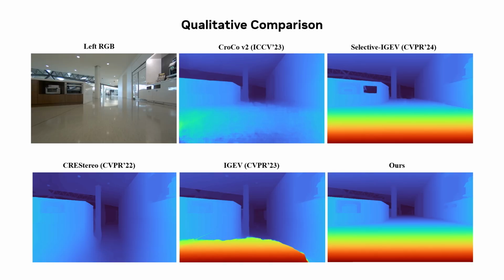Now let's take a look at the results. Here shows the qualitative comparison. All methods are run in zero-shot. Comparison methods are challenged by the reflective floor, translucent microwave, and black holes in the trash can. Ours is the only one that reliably predicts these regions.